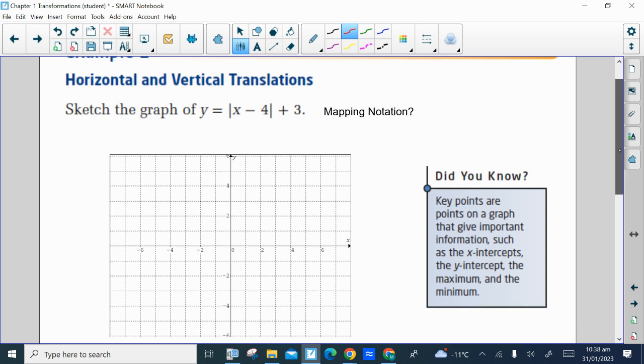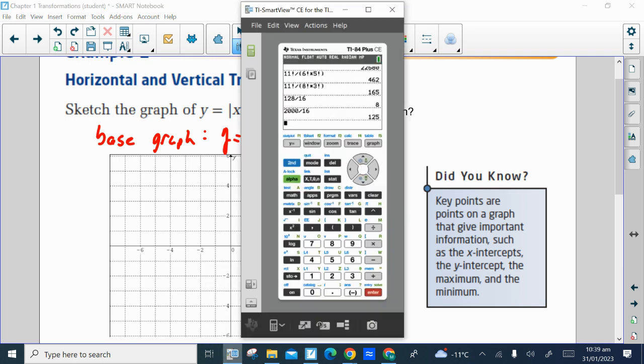So on the next page, it kind of puts it together. Sketch the graph of y equals the absolute value of x minus 4, plus 3. So our base graph would be y equals the absolute value of x. So what does that look like? Well, our graphing calculator will show us what it looks like.